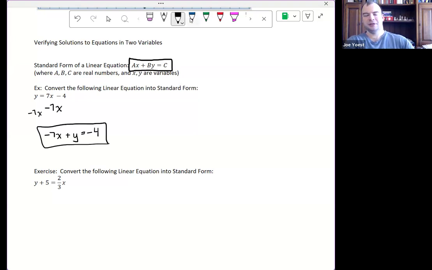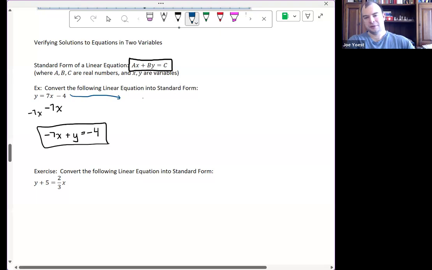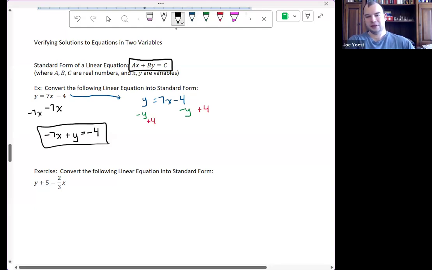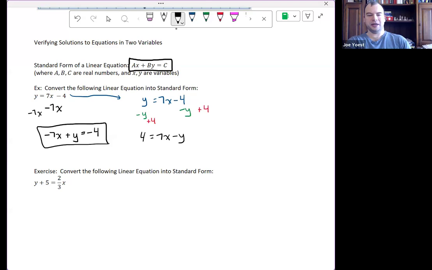One interesting thing to note is, you might say, well, what if I wanted to move my y to the right-hand side? Say subtracting y from both sides. Well, that would give me 7x minus y minus 4 on the right-hand side. So I'd also need to get rid of the 4. I need to move the 4 to the other side. And this would give me 4 equals 7x minus y, or flipping that around, 7x minus y equals 4.